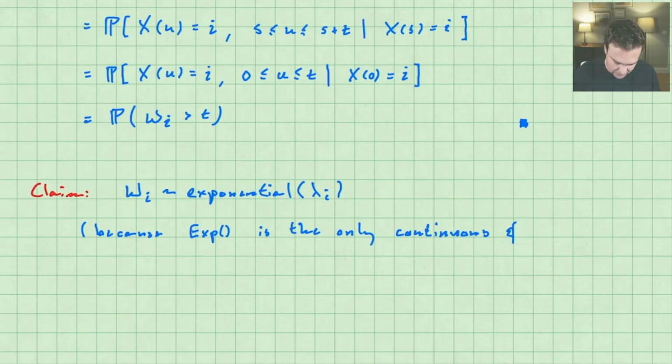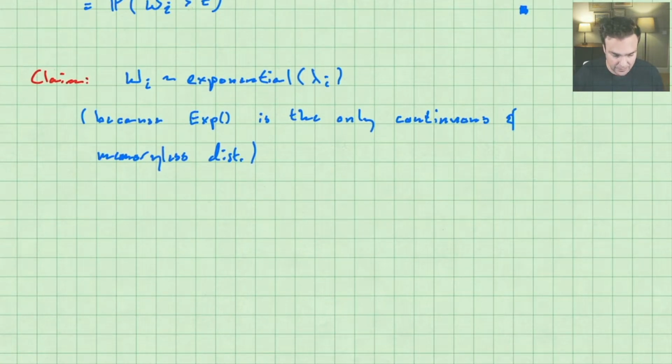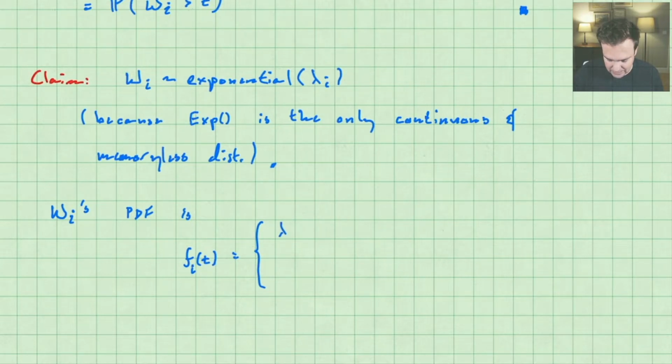Continuous and memoryless distribution. You can certainly show easily, I think. And so if you don't remember, this means that the PDF, so W_i's PDF, is the following. F of t is equal to, and we do it in this piecewise way, lambda sub i e to the minus lambda_i times t for t greater than or equal to 0, and otherwise it's 0.